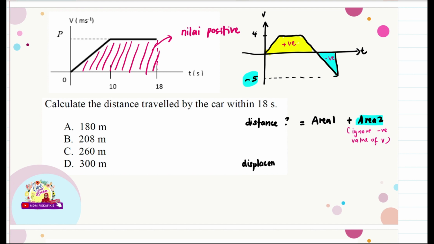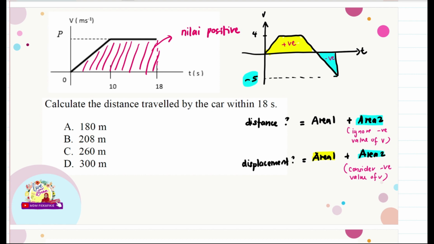Okay, so displacement, kita buat macam mana? Area 1 masih tambah dengan area 2. So kita ada area 1 positif and area 2 kita akan dapat negatif. Kenapa negatif? Sebab kita kena consider. Okay, consider negative value of V. Since this is displacement, we need to consider the direction of the velocity, V.